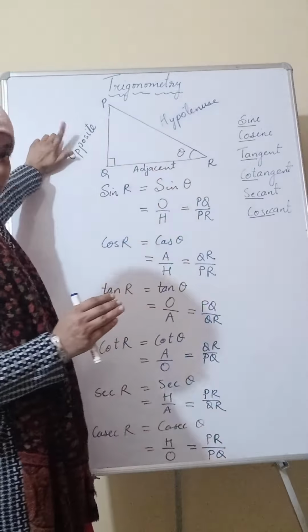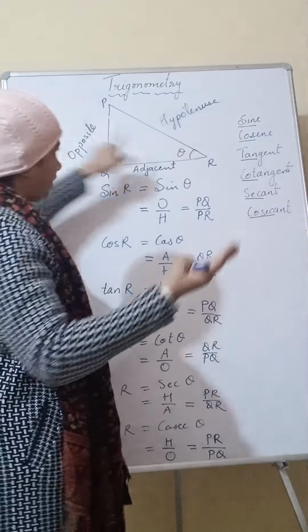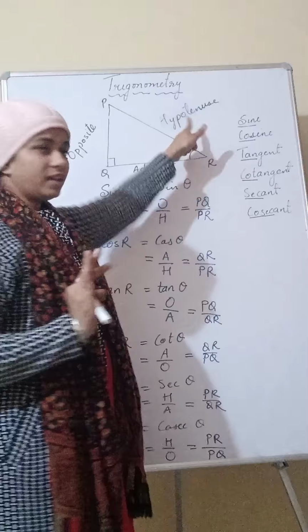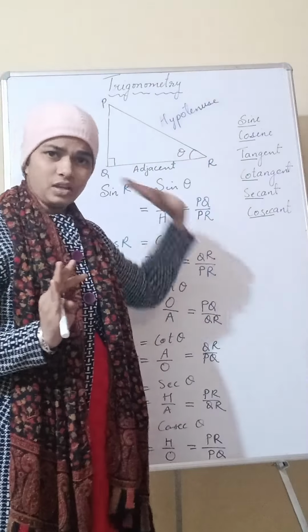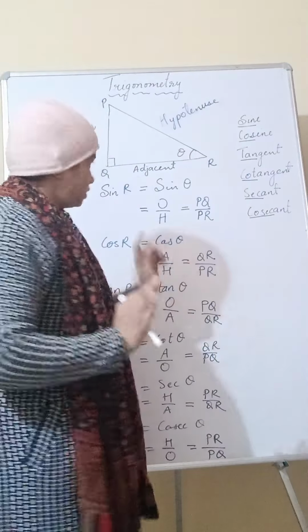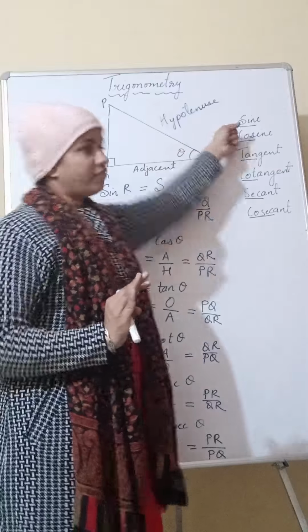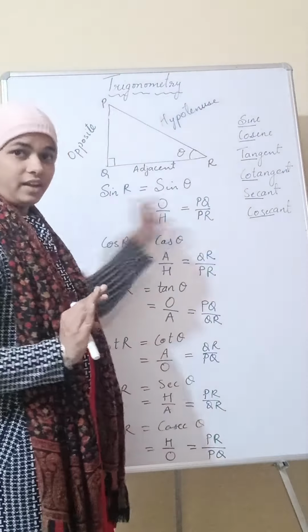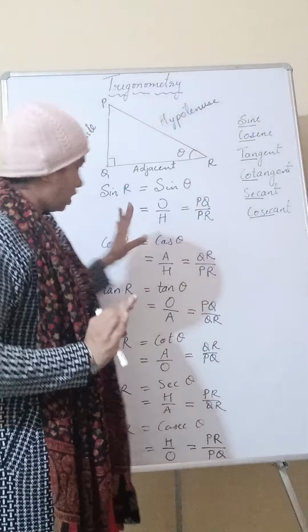This is the opposite side. सामने वाला side है वो. This is the side which is adjacent to it. उसके बगल में है and 90 degree के opposite जो होगा वो that is always a hypotenuse. Alright. Now when we start defining these with respect to this angle of this right angle triangle, so let us see how it happens.